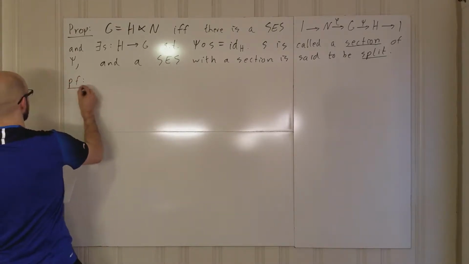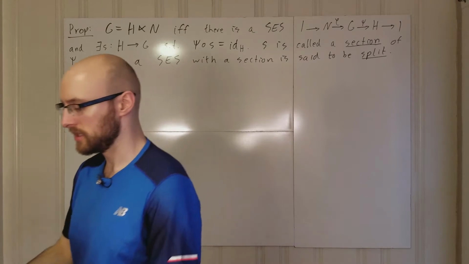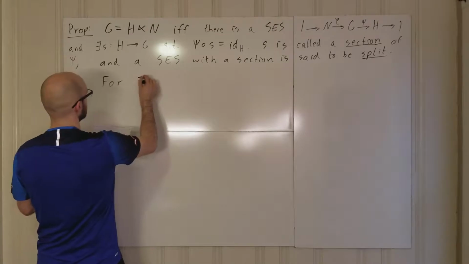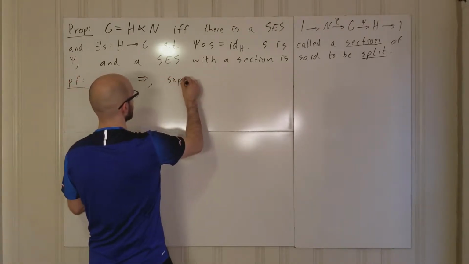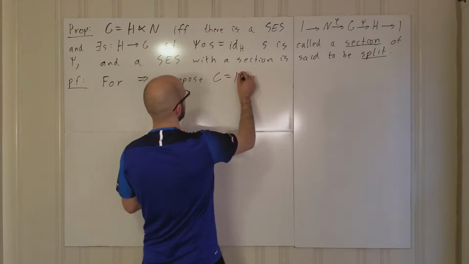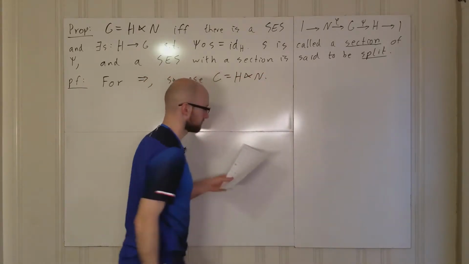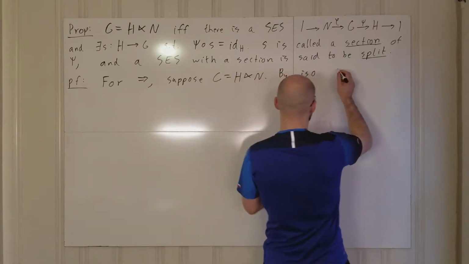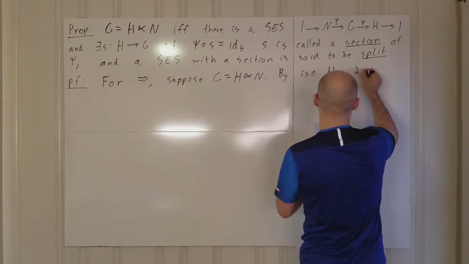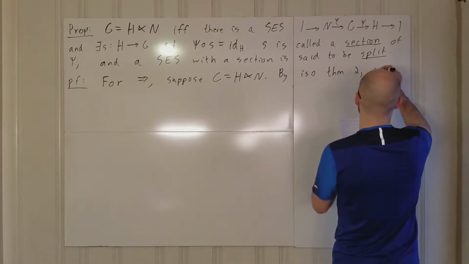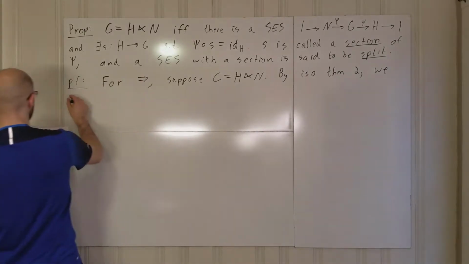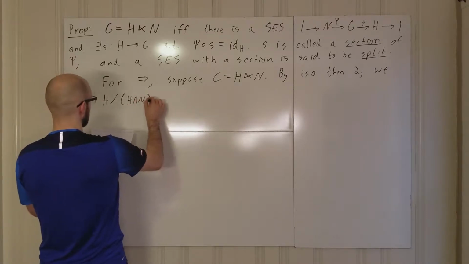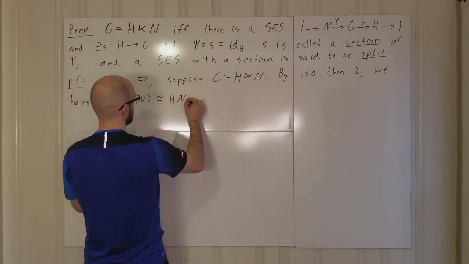Now, for the forward direction I had to flesh out a bunch of details. So for this direction, suppose that it is the case that G is the semidirect product of H with N. By isomorphism theorem 2, which we just proved, we have H mod H intersect N is isomorphic to HN mod N.